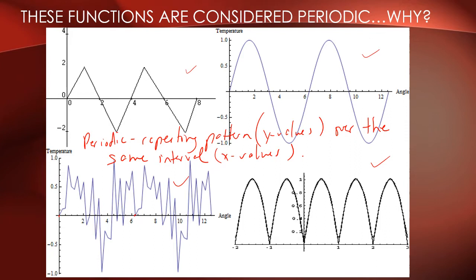So again, for something to be periodic, it has to have a repeating pattern, so your y values, on the same interval or domain. So it can't repeat like, say, 4 units, and then the next one it still repeats, but it repeats over 6 units. So it has to be the same every single time.